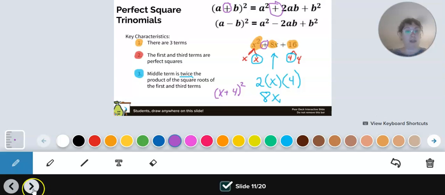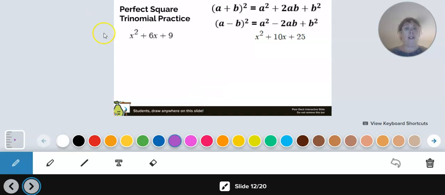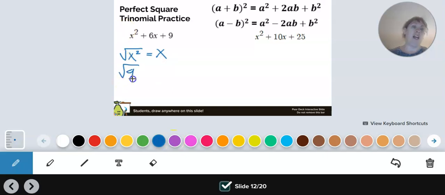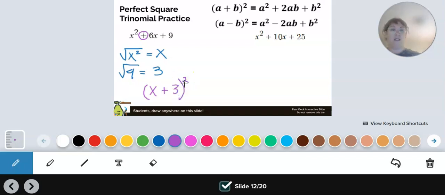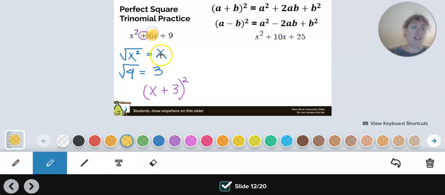Let's take a look at some more examples on slide 12. So for this one, we have three terms. To factor, we want to take the square root of x squared, which gets us x. The square root of 9 is 3, and because it's addition, we're just going to do (x plus 3) squared. And then we're done. You can also see that that middle term, 6x, is double 3 times x. All right, 2 times 3 is 6, 6x. So you can see that it does work there.